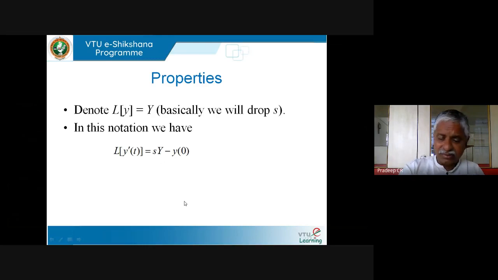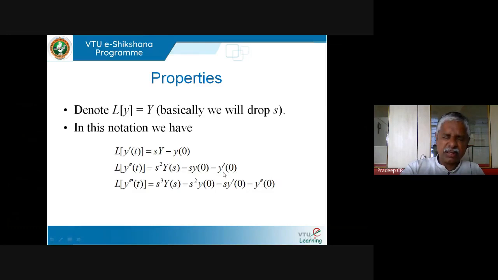Just notation, that's all. The more I say, the more you will get confused. L of y double dash is s square Y. I will not write this s in the problem. Just to highlight that this capital Y is a function of s, I have written it here: s square Y minus s y of 0 minus y dash 0. Similarly, the Laplace of the third derivative of y is whatever you see on your screen.